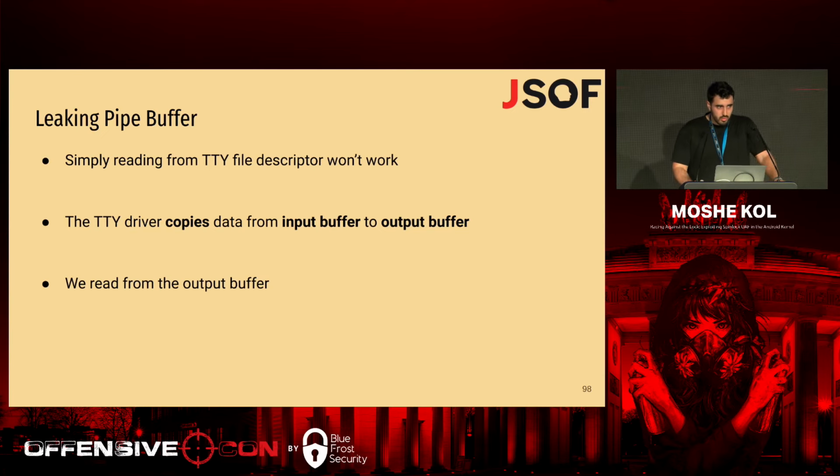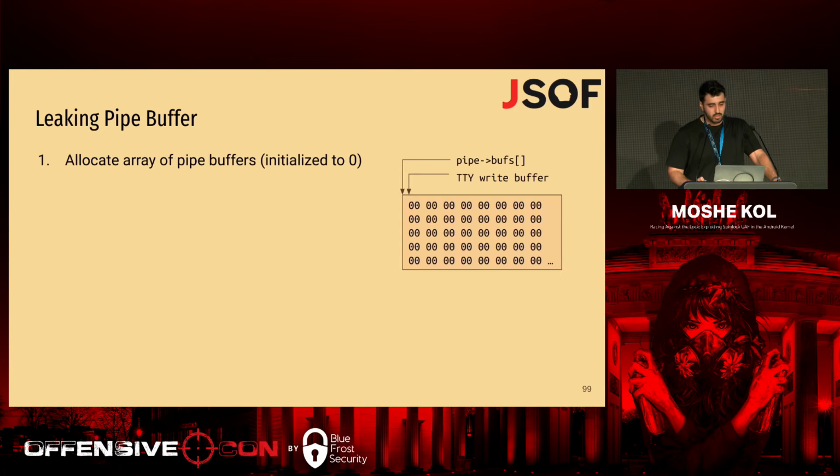So what we are going to do now is leak a pipe buffer. Note that simply reading from the TTY file descriptor would not work, because the TTY driver copies bytes from the TTY write buffer to some output buffer, and we read from the output buffer. But we can circumvent it with a simple trick. We will first allocate an array of pipe buffers, which is initialized to 0.